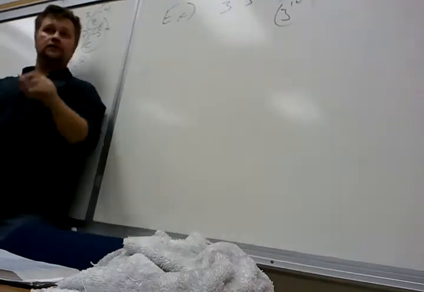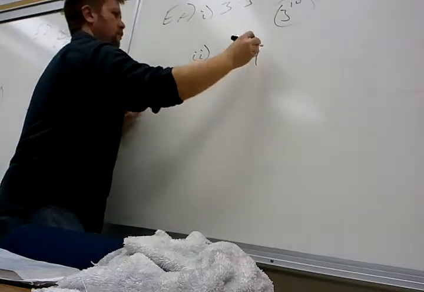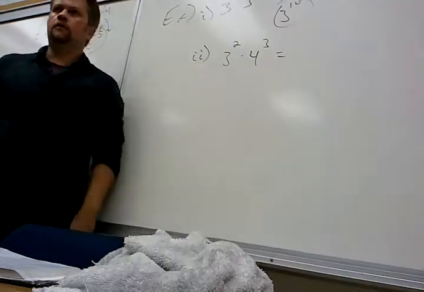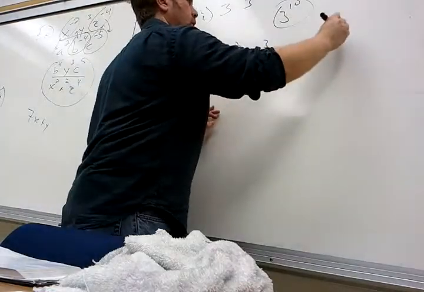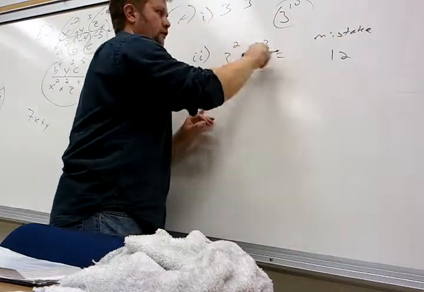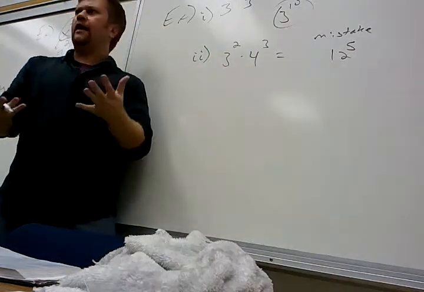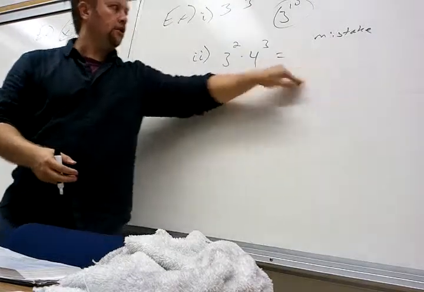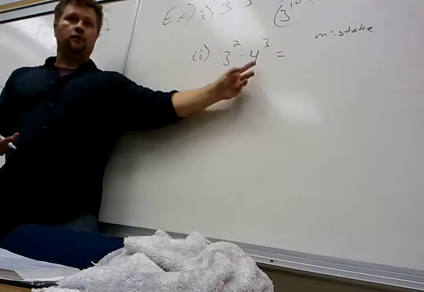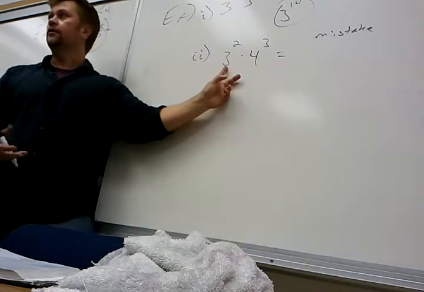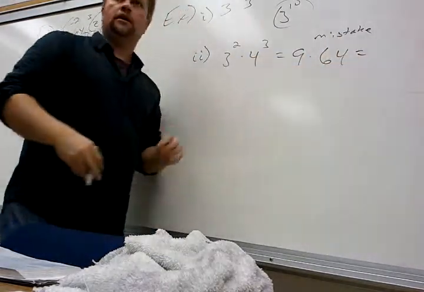What if it's a different number? If it's a different base, what can you do? If you have 3 squared times 4 cubed, you'd have the same mistake if you said 12 to the 5th. How do you have 5 12s when I only had 3 4's and 2 3's? How do you get 5 12s out of that? Doesn't make any sense. But can you use the property I did up here? No. Why? Because the bases are not the same. So what do you have to do then? 3 squared is 9. 4 cubed is 64. And then you got to multiply those.